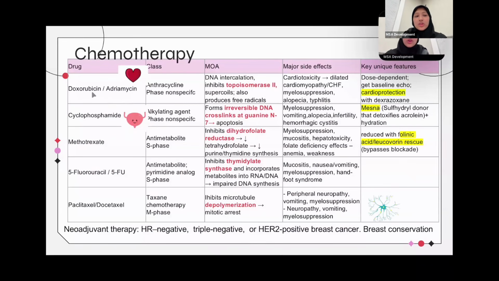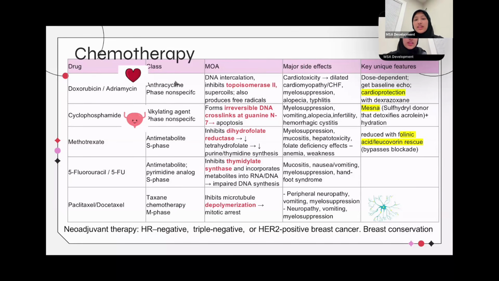We have doxorubicin. The main thing I will try to focus on: remember the red things, what it inhibits, and then remember the phase it acts on, and remember side effects and what you can do to reduce the side effects. So doxorubicin, adriamycin, is an anthracycline, not specific phase. These two are not specific. These two are S phase, where the DNA is dividing. This is M phase. Just remember that.